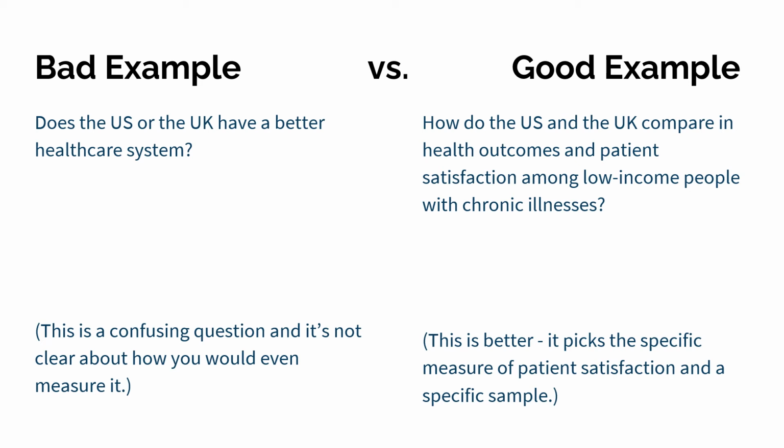So a better example would be, how do the US and the UK compare in health outcomes and patient satisfaction among low-income people with chronic illnesses? This one's better because it's actually taking a specific measurement, looking at actual health outcomes and patient satisfaction. Those are two things you can actually measure. And it chooses a very specific sample of the larger population, not just low-income people, but low-income people with chronic illness. It's a very targeted sample of the larger population that can actually be studied in a measurable fashion.